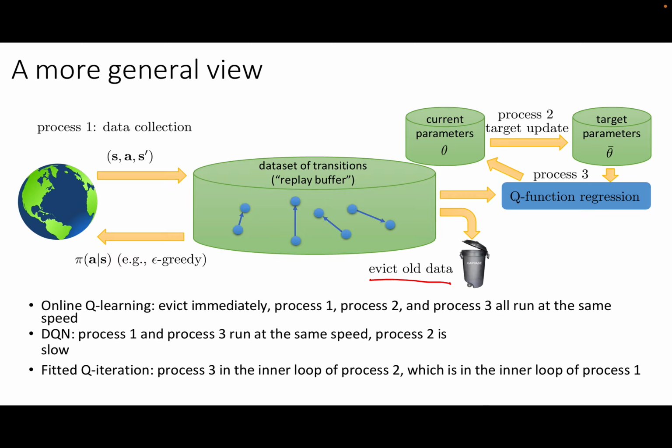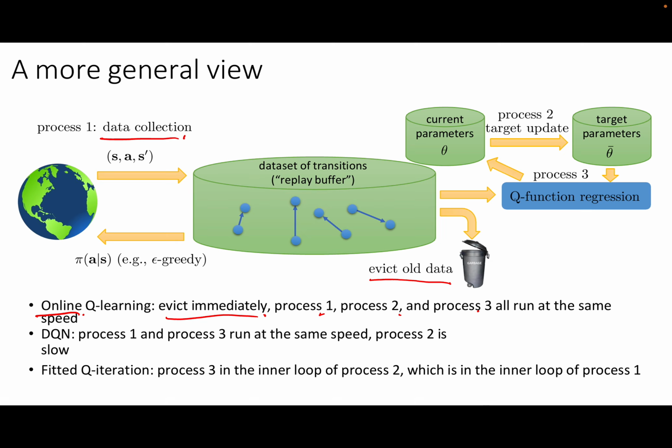But if you do something A, and at the same time you do something B, then that is often called an online algorithm. But for an offline algorithm, if you do something A before something B, the stages are completely separated, then the algorithm is often called an offline algorithm. So online Q learning collects data, and then it just uses that data to train our Q learning network. That is called online Q learning. So evict immediately, process 1, 2, and process 3 all run at the same speed. That is called online Q learning.